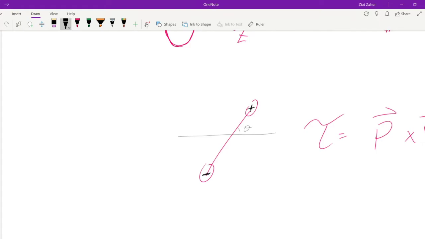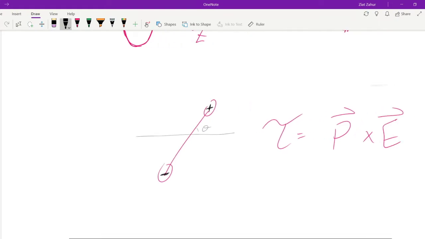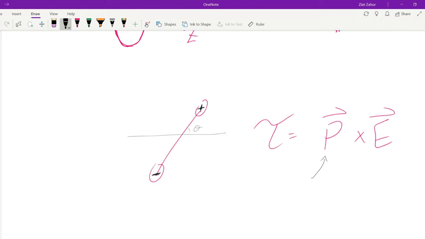And so we have theta here. And so the dipole moment, the p vector, which is not momentum, this is the dipole moment vector. I'll use green. The dipole moment vector is that way.